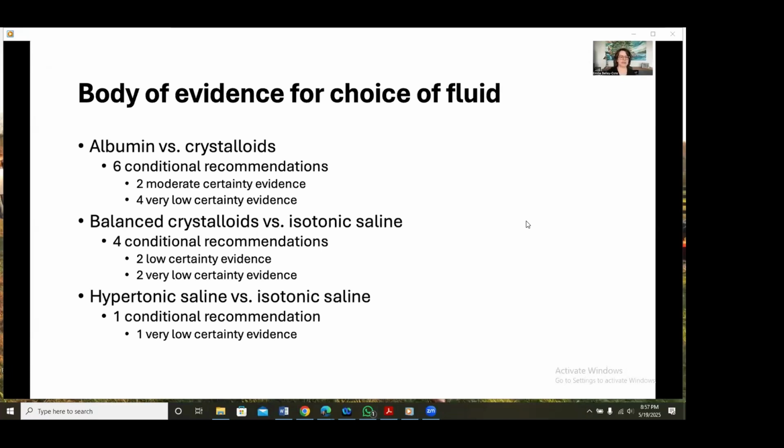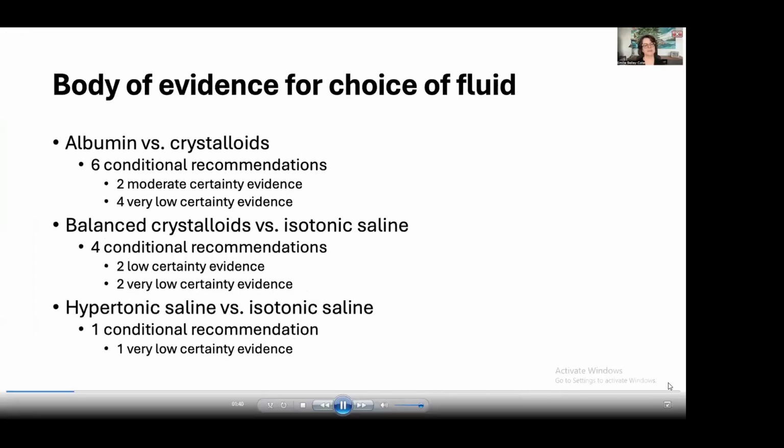So this is the body of evidence we worked with when building the guideline that we're discussing today. So 3 domains. The first domain is albumin versus crystalloids. The panel ended up coming with 6 conditional recommendations. 2 were informed by moderate certainty evidence, and 4 by very low certainty evidence.